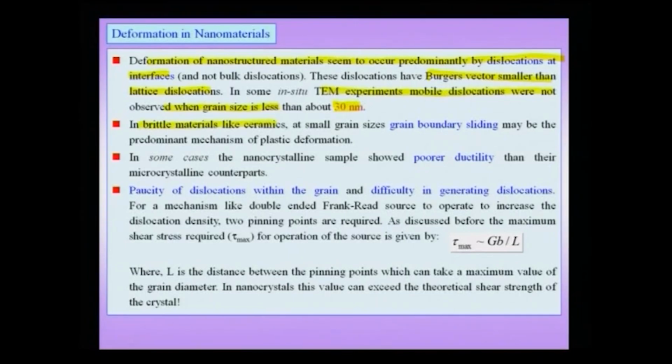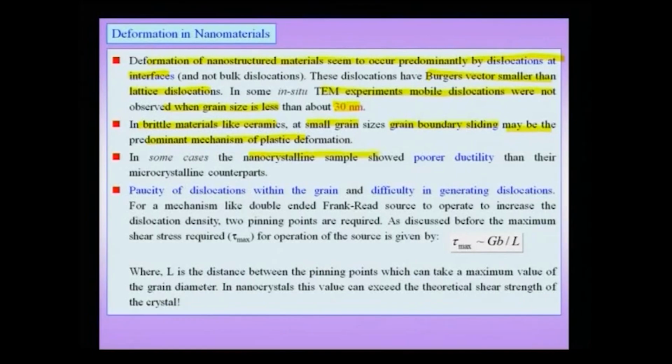In brittle materials like ceramics at small grain sizes, grain boundary sliding is seen to be a predominant mechanism for plastic deformation. But having seen this, in many cases we expected that the nanocrystalline counterpart would have higher ductility than the bulk grain-sized material, but this is not seen in all cases, and in many cases the nanocrystalline sample showed poorer ductility than its microcrystalline counterpart. So, this is an important observation: it is not always that the nanocrystalline counterpart is going to have higher ductility and higher strength, but in many cases it has poorer ductility than its microcrystalline counterpart.